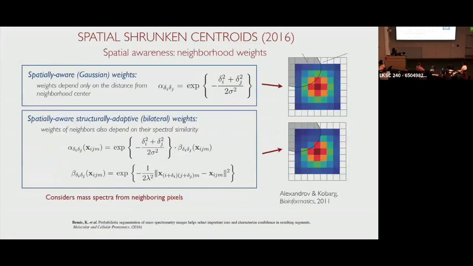We have two kinds of weights. One is just a spatially aware Gaussian weight. These don't depend on the spectra themselves. They're just a weighting based on spatial proximity. And then we also have what we call the spatially aware structurally adaptive weights. These are borrowed from bilateral filtering in computer vision and image analysis. These weights do change depending on the actual spectra. The basic idea is that we want to preserve edges between different regions better, so these weights will adjust based on how similar the spectra are in order to better preserve edges between different regions.